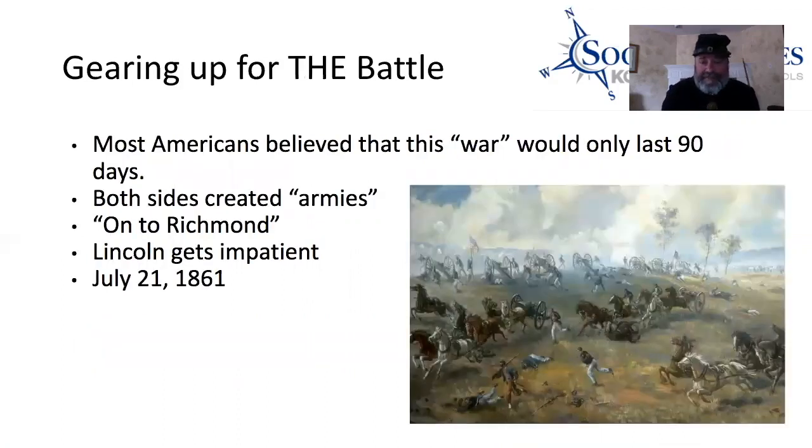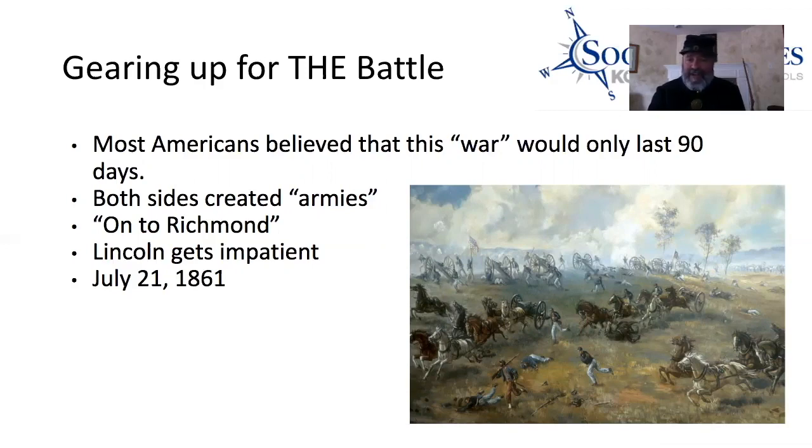So as both sides were gathering their armies, most Americans at the time thought that this war, and I put that in quotes here, was only going to be 90 days. Lincoln asked for 75,000 volunteers to join for 90 days. Very few people in America thought this was going to be a long, dragged out war, killing hundreds of thousands of men. They thought it would be two angry people getting in a fight, and after the fight was over, everybody would just kiss and make up, and that would be it.